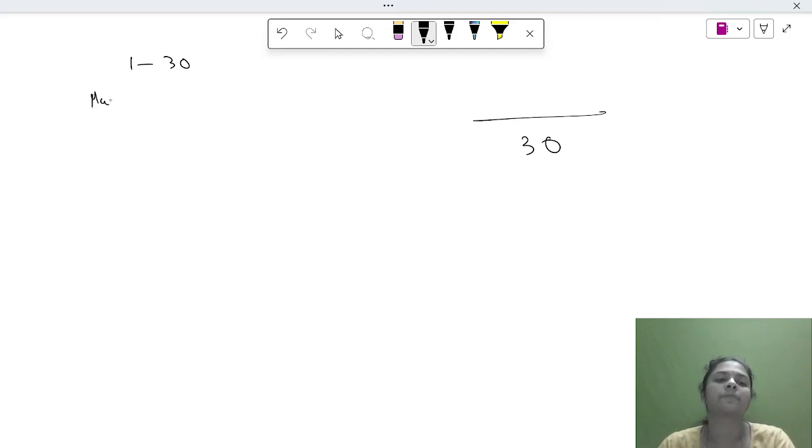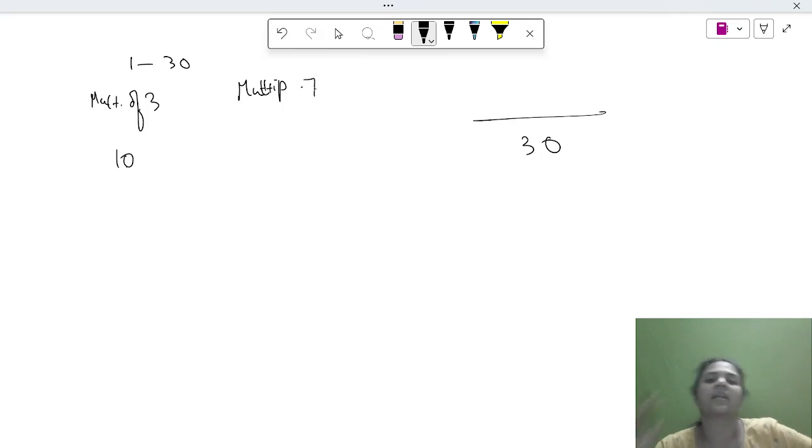Multiple of 3: 3, 6, 9, 12, 15, and so on. So how many multiples of 3 will we have? Take the last number, 30, divided by 3. So totally you will have 10 multiples of 3. Now multiples of 7: 7, 14, 21, 28. You will have only 4 multiples of 7.